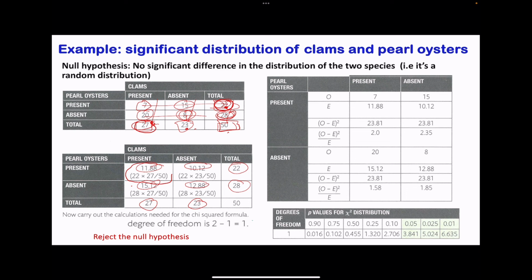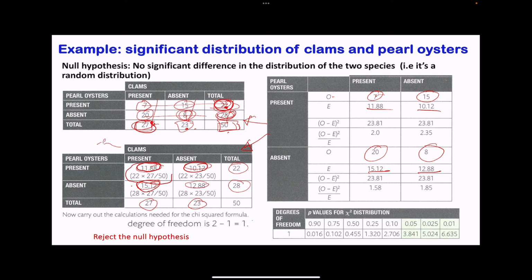Remember, the degree of freedom should be n minus 1. And since here we have two data, we're going to be 2 minus 1, which is 1. The observed, we see 7, we see 15, we see 20, and we see 8 from this table here. And then the expected from this calculated table here, we see 11.88, we see 10.12, and then here we see 15.12, which is that, and 12.88, which is that.